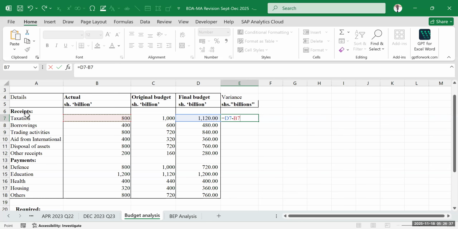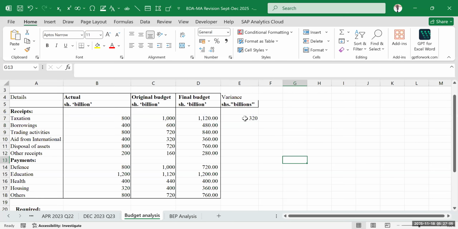Now, we are talking about receipts. We expected to receive 1120 billion, but we have received how much? 800. Have we received less or more? You can see what we have received is less than what we expected to receive. On taxation, we expected 1120, but what do we have? 800. I want you to look at that argument and check the variance figure. Our variance is positive. Now, how do you want to interpret the positive 320 in that perspective of argument?